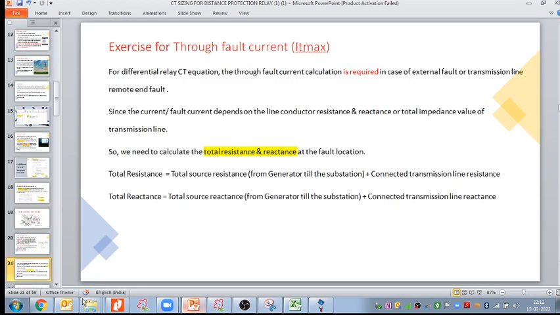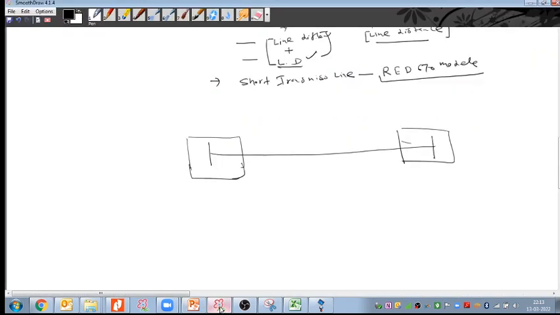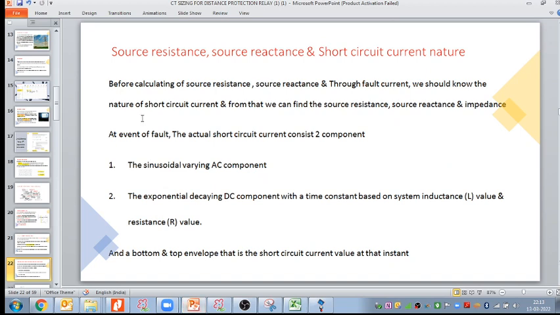So, total resistance and total reactance. Let us go first to the source resistance, source reactance, and then the short circuit current nature. Before calculating the source resistance and source reactance, we should know the nature of fault current. What is the nature of fault current? We should know the nature of short circuit current, and from that we can find the source resistance, reactance, and impedance.